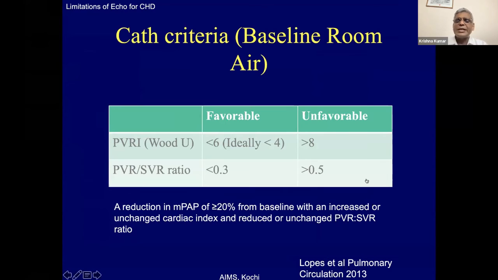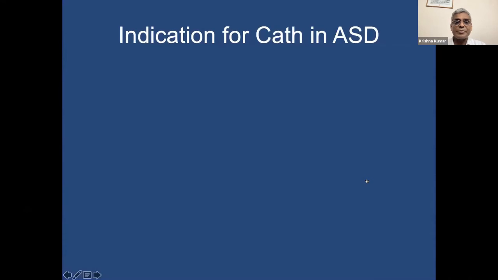And believe me, basal data is far more important than anything else. The baseline data has the maximum value. You can try and give vasodilators, and demonstrate a reduction in PA pressures by 20%, and you can feel a little happier about it, but this has not been validated against long-term outcome.